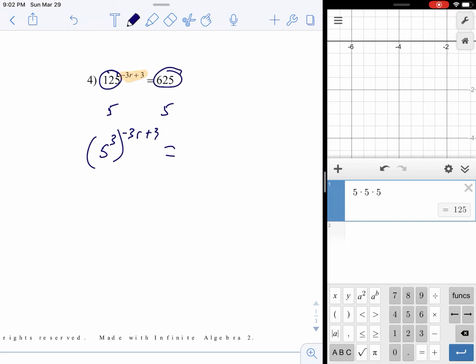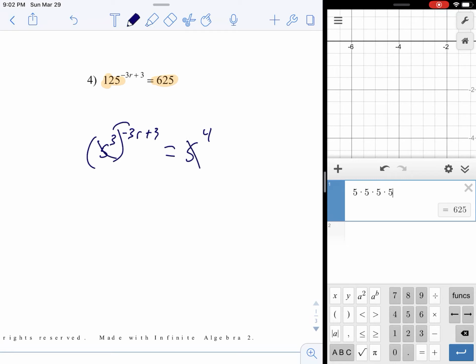5 times 5 times 5, you can see, is still on the calculator. If I go times 5 again, now it says 625. So that's 5 to the 4th power. So what we did is we kind of creatively turned both of these bases into 5s. Now that they match, you cross them out.